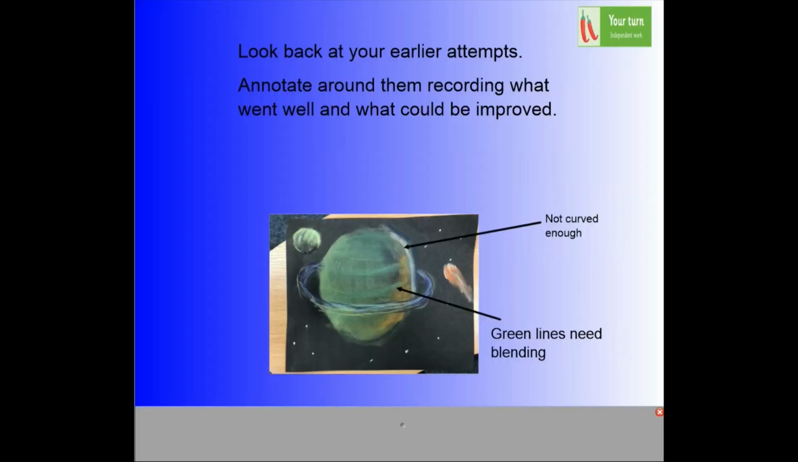Once you've done that, I would like you to look back at your earlier attempts. So it might be that you've had lots and lots of practices because maybe you felt it wasn't right the first time. I would like you to think about and annotate, which means to write around them, what went well and what could be improved. So for example, here we have not curved enough and green lines need blending. And this just helps you provide feedback to yourself and also to produce a final piece that you're really happy with.